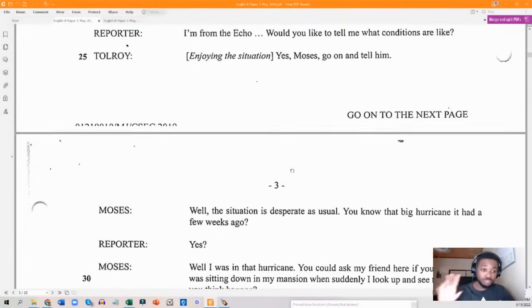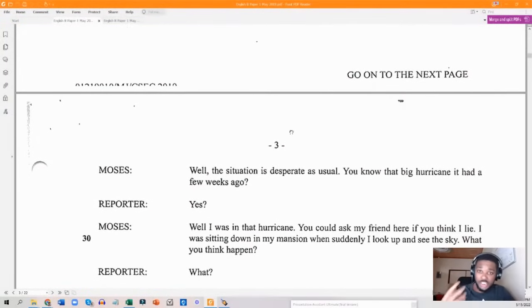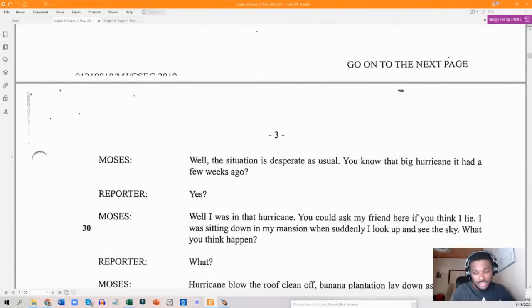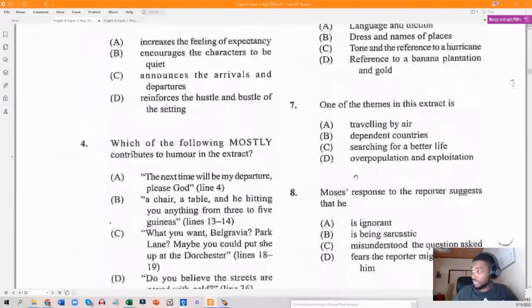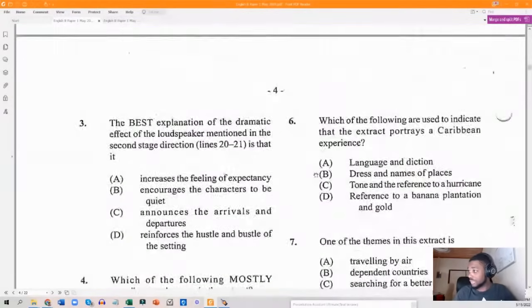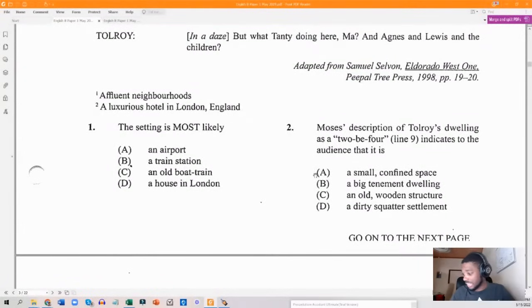If you want to see the explanations for the answers for this passage, then watch the previous live, but I'll not be going into it again. So I'll just be highlighting the answers here. That's all. So number 1, B, a train station. Number 2, A, a small confined space.